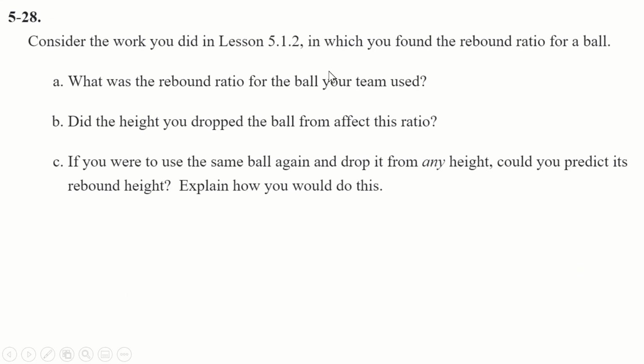Consider the work you did in lesson 5.1.2, in which you found the rebound ratio for a ball. What was the rebound ratio for the ball your team used? Well, our team is Team Shasta High this year, and the ball that we had had a rebound ratio of 0.6. So even if you had a different one, we'll just go with 0.6 today. Did the height you dropped the ball from affect this ratio? Apparently not. Which was kind of interesting.